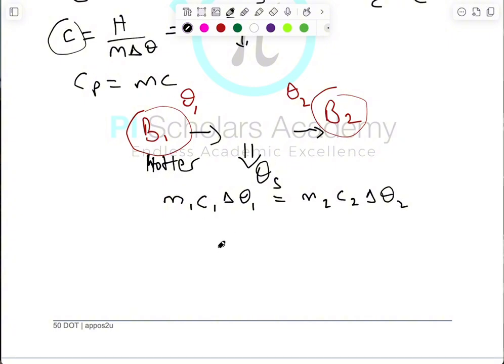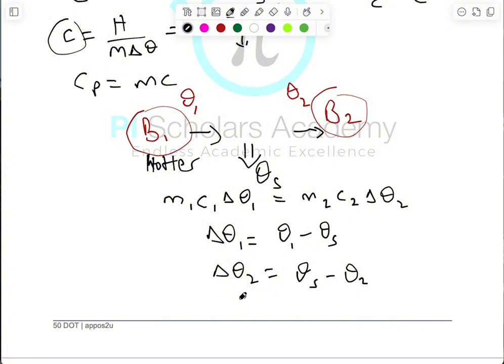In this case, the change in temperature for the first person will be their initial temperature minus the steady state temperature. But for the person that is gaining the heat, their change in temperature will be the final steady temperature minus their initial temperature. So take note of that.